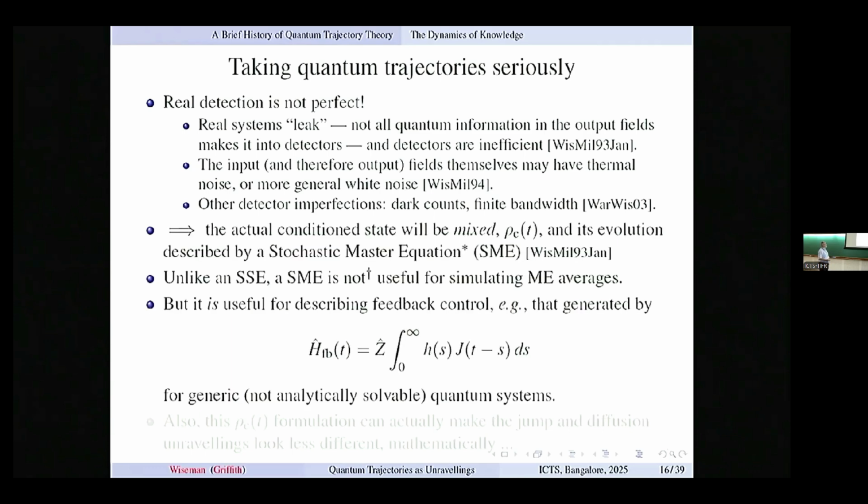So the implication is that the actual conditional state is not going to be a pure state. It will be a mixed state. And its evolution, this is the term that I use at least, is not going to be described by a stochastic Schrodinger equation, but rather by a stochastic master equation. Again, we introduced it there. Unlike a stochastic Schrodinger equation, a stochastic master equation is not a useful tool for simulating master equation averages. There are little caveats here, which I'm not going to mention, but if you see a symbol like this, that means there's a caveat.